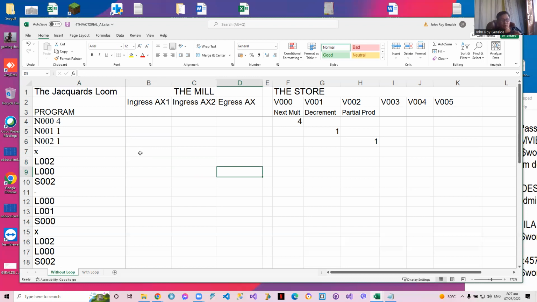Egress means output, ingress means input, okay? So L002 means that, okay, egress axis 1 will retrieve the value of 1. Any questions? Do you follow? Why is this 1?